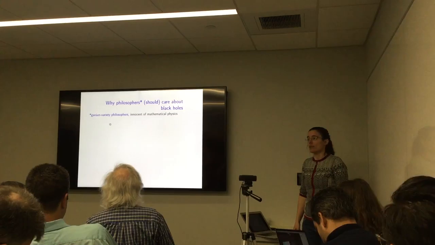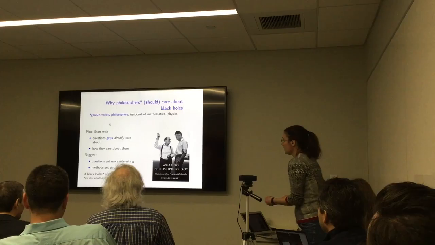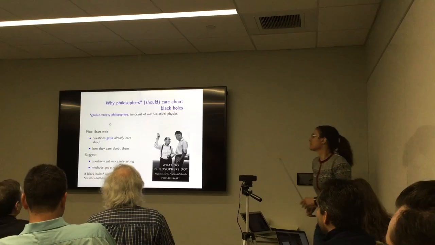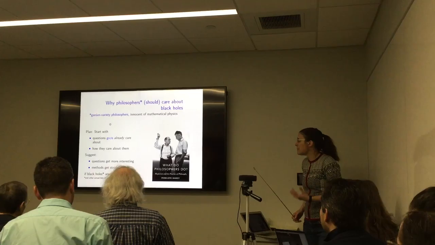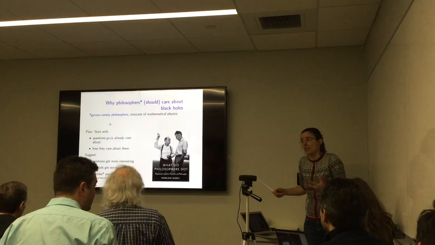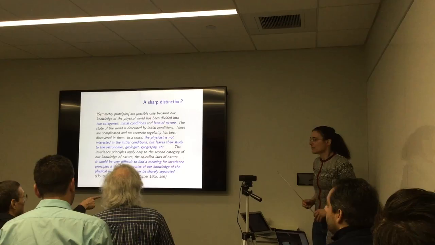I want to talk about why garden variety philosophers, who are innocent of mathematical physics, should care about black holes. My strategy is to talk about questions garden variety philosophers care about already, and how they express that care. And then I'm going to suggest the questions get more interesting and the methods get stronger if garden variety philosophers consider black holes, even the simplest presentation of classical black holes, and black holes are a synecdoche for a whole range of concrete examples from the history and present of physics. Wait, what's the answer to the question on the book cover? You have to read the book.